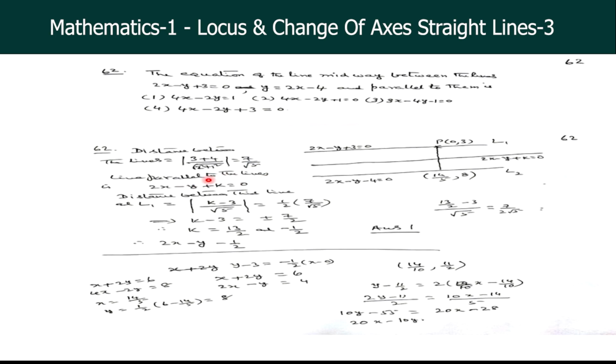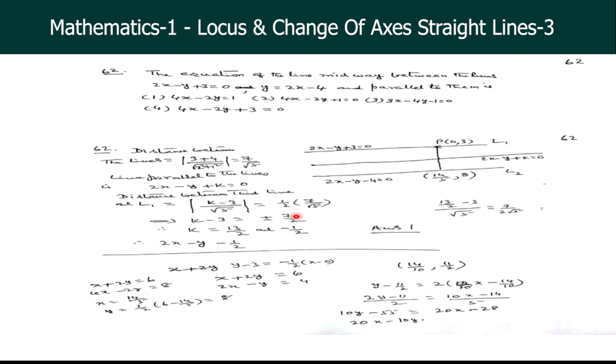A line parallel to these lines is of the form 2x - y + k = 0, because you know that any line parallel to a given line ax + by + c = 0 is of the form ax + by + k = 0. So, here the required line equation is of the form 2x - y + k = 0. So, the distance between this third line and the first line L1 is |k - 3|/√5, which is half of 7/√5. That is, k - 3 = ±7/2.